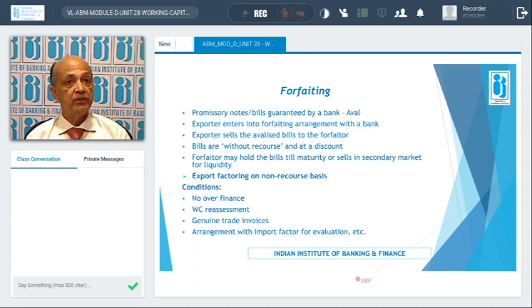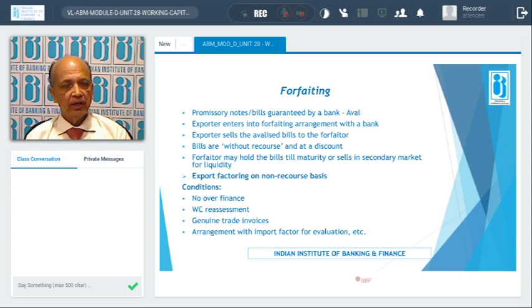Then the forfeiter is given an option. The forfeiter may hold the avalized, guaranteed bills, or may dispose of them in the secondary market to supplement funds. He can do it. And this is the way things take place. On the due date, the money would be received. This is the modality of how forfeiting normally takes place.